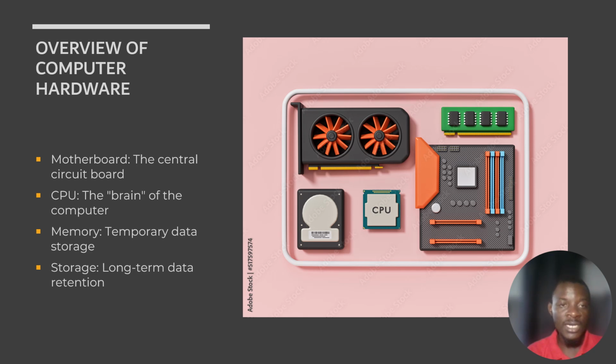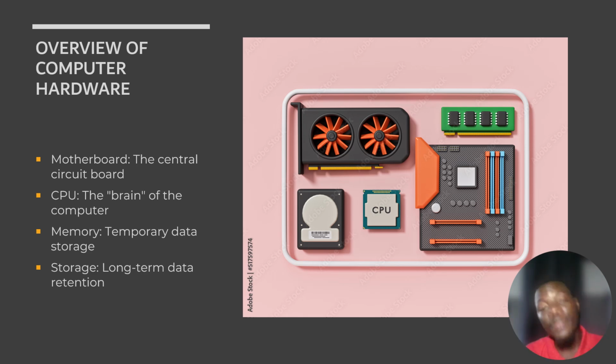Overview of the computer hardware. The four main hardware components we are focusing on today are the fundamentals of the computer system. The motherboard acts as the central hub connecting all other components. The CPU, which is the central processing unit, performs calculations and executes instructions.